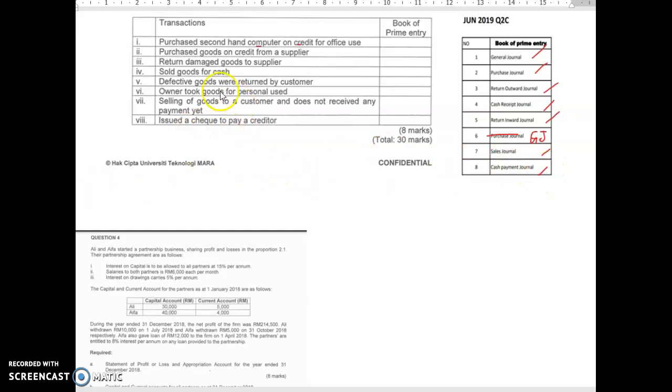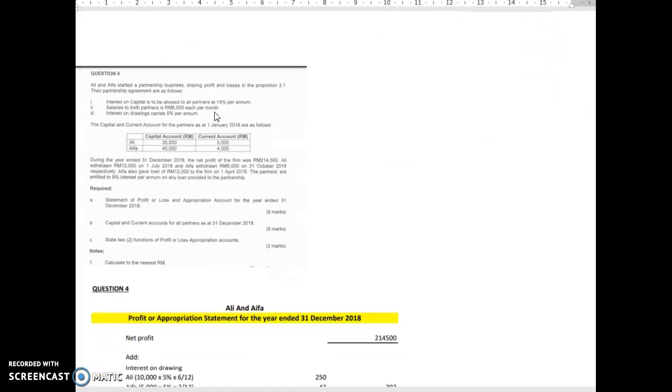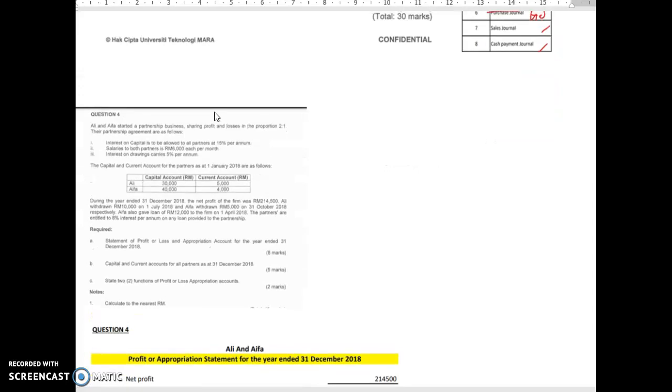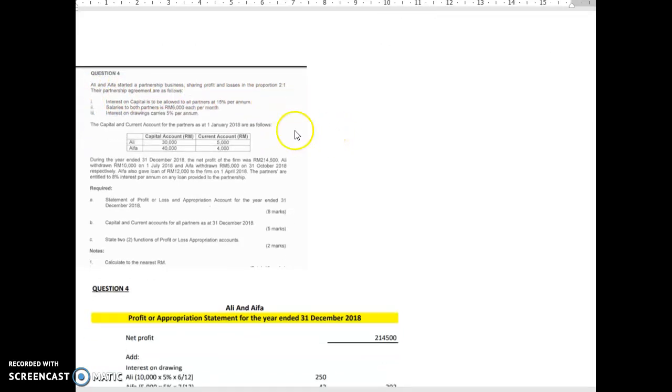Alright, so this is the answer for question number 2C. Alright, and then this one is number 4. Because number 3 has not been answered yet, we go straight to number 4. Ali and Aifa started a partnership business sharing profit and loss in proportions 2:1. The partnership agreement is as follows.